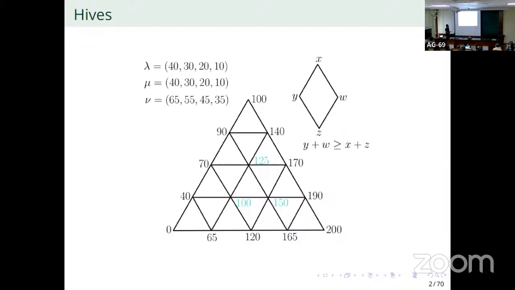What are lambda, mu, nu? Lambda, mu, nu are the slopes corresponding to the boundary. So the boundary is fixed beforehand. So this lambda is 40, 30, 20, 10. The slope of this is 40. By slope, I simply mean 40 minus 0, and this 30 is simply 70 minus 40, and so on.